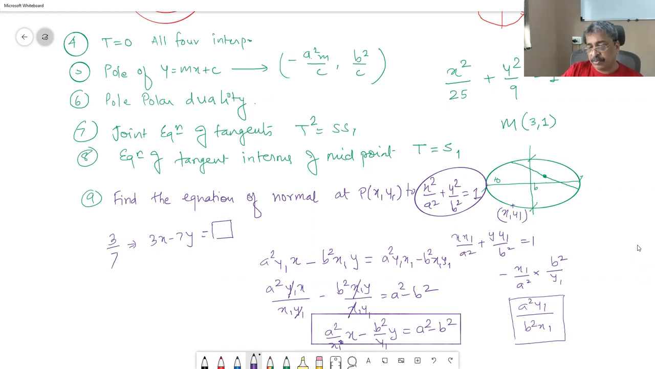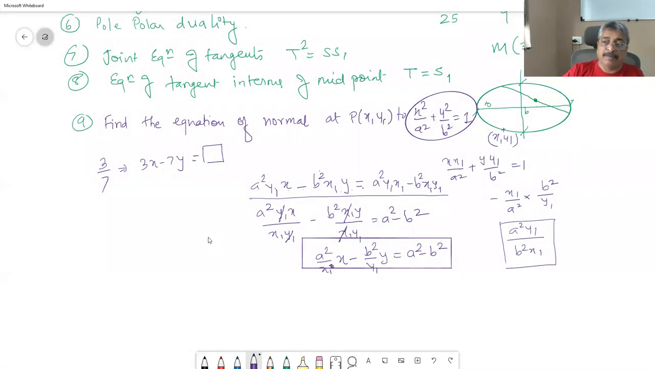So the slope is a square y1 upon b square x1. So I write the equation of normal like this: a square y1 times x minus b square x1 times y is equal to something. Now I know that the point is on the line, therefore it must satisfy the LHS. I put it in RHS, x1 y1 comes common out and goes in the denominator, and therefore it is an equation which is easy to remember, basically synergic with the equation of ellipse and tangent. Then at P theta, find the equation of normal at P theta, cosmetic changes.